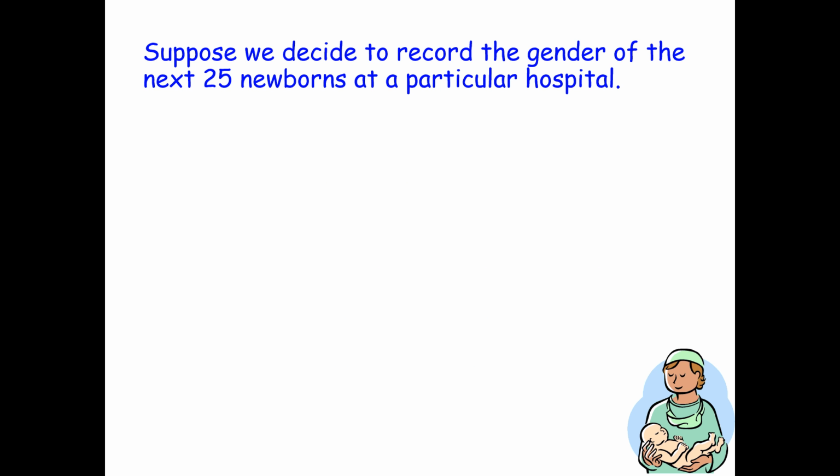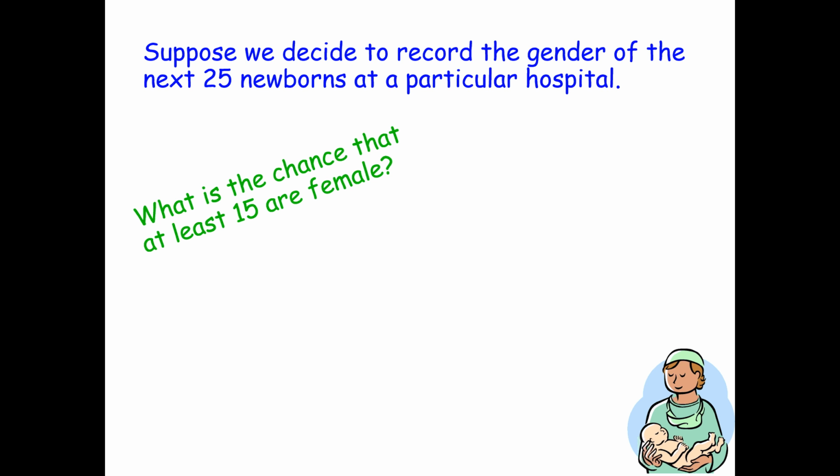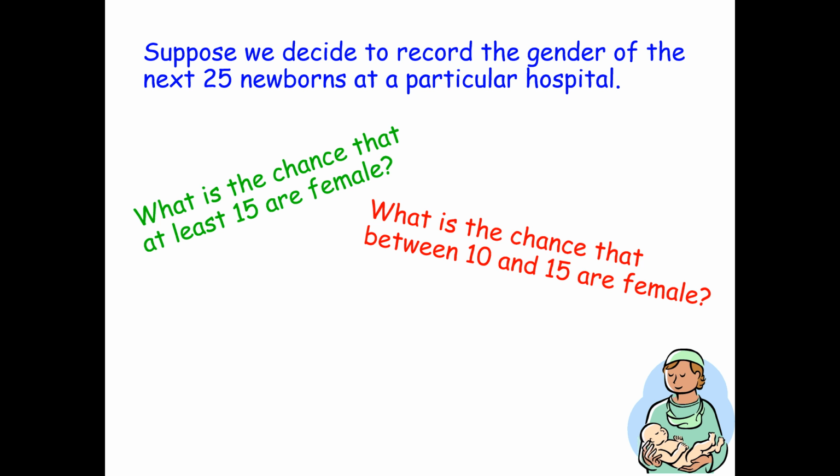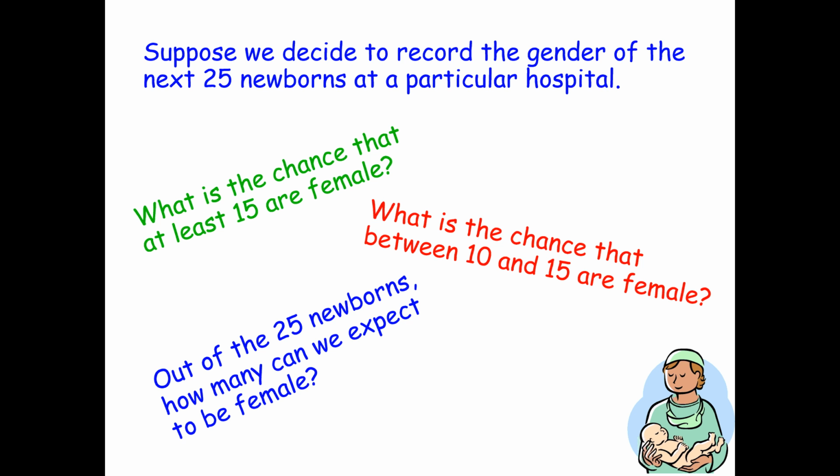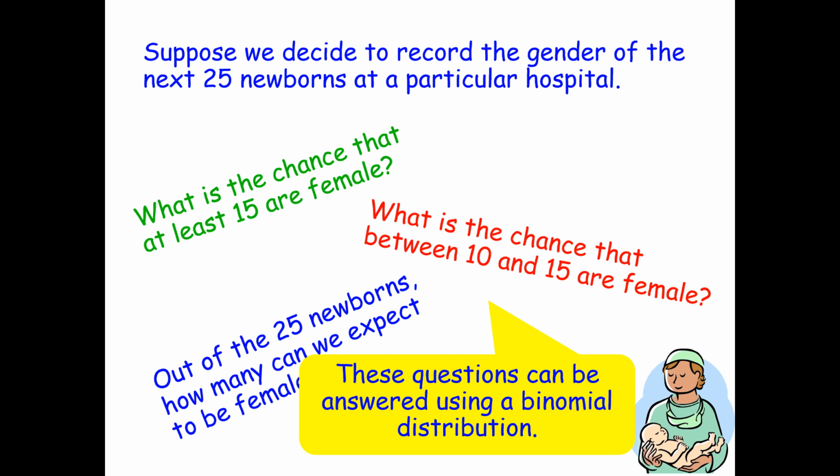Now, suppose we decide to record the gender of the next 25 newborns at a particular hospital. What is the chance that at least 15 are female? What is the chance that between 10 and 15 are female? Out of the 25 newborns, how many can we expect to be female? These questions can be answered using a binomial distribution.